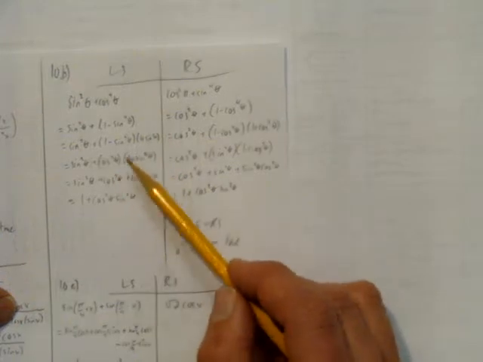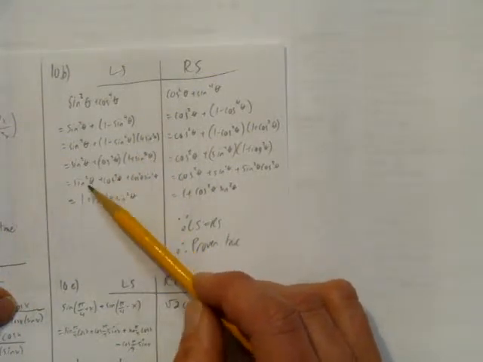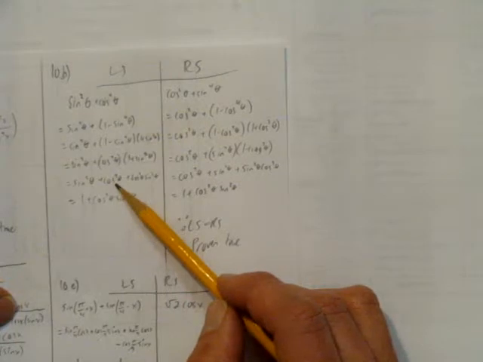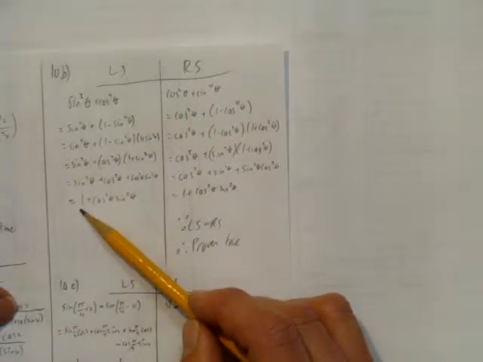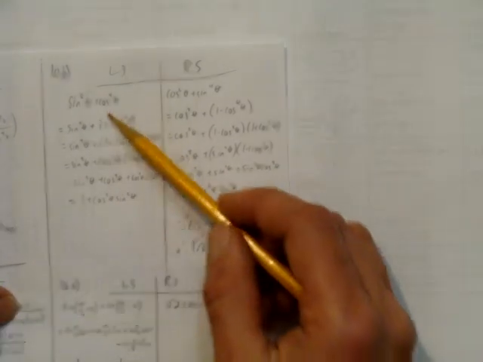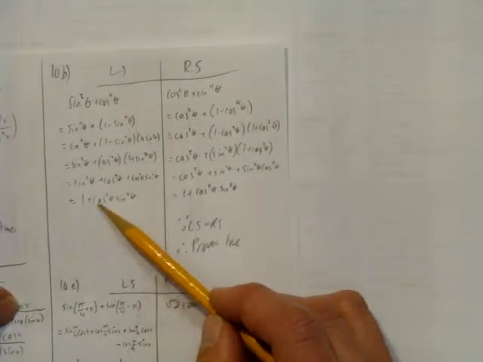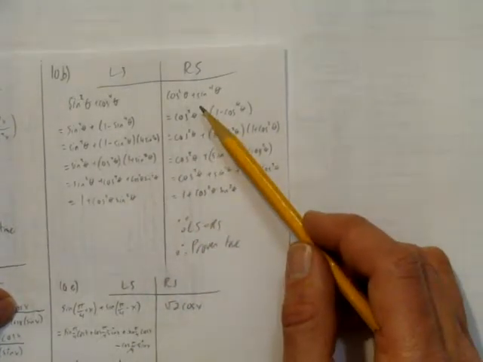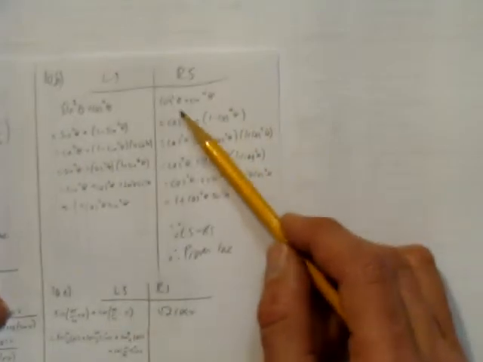Why was that helpful? Because now I have sine squared plus cos squared, and from my formula sheet, sine squared plus cos squared is just 1. So I wasn't sure what this meant, but I've sure broken this down a bit to 1 plus cos squared sine squared. Then I thought, okay, let's see if I can do the same thing with the right hand side.